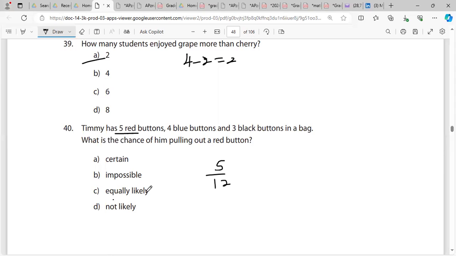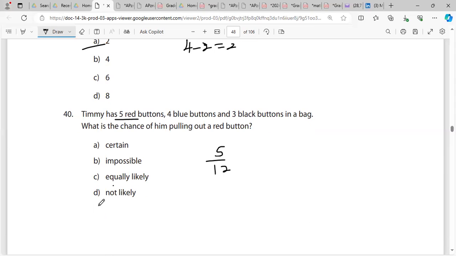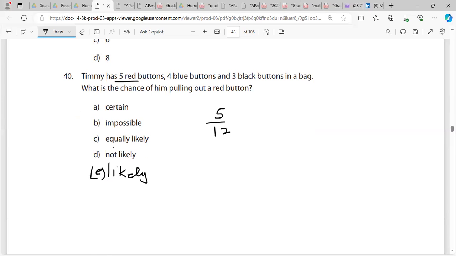It's not impossible. I don't know the answer for this, guys. It's not certain, it's not impossible, it's not equally likely, and it's not likely. I think it's likely because guess what? It's the one with the most. So I disagree with those solutions. I don't know what they think. More red are there. Anyway, I'm not going to leave that there, guys, because I don't know.